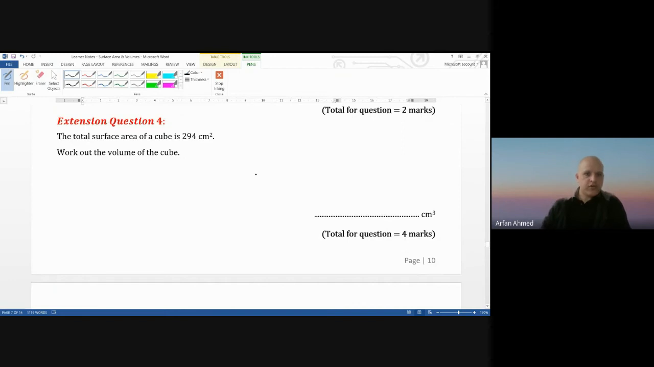Extension question 4. Total surface area of a cube is 294 centimeters squared. Work out the volume. Okay, and there's no diagram. Cube. What do we know about cube? Let's draw what they're talking about.